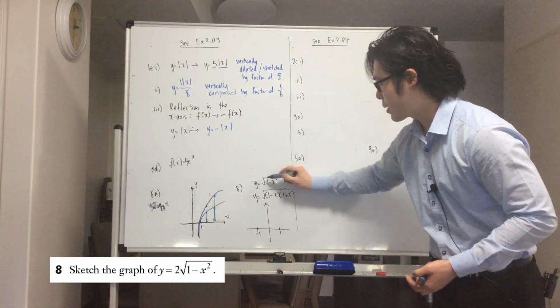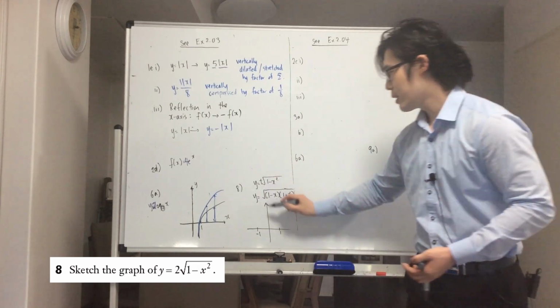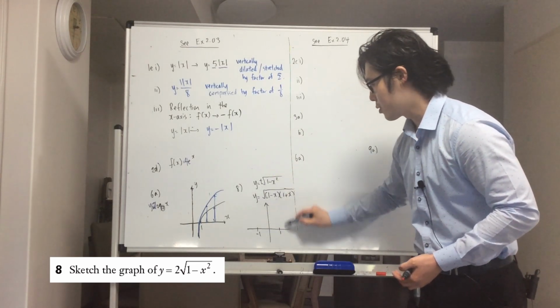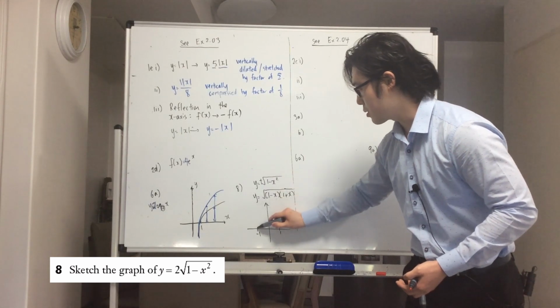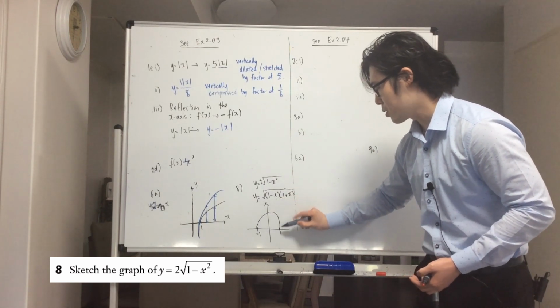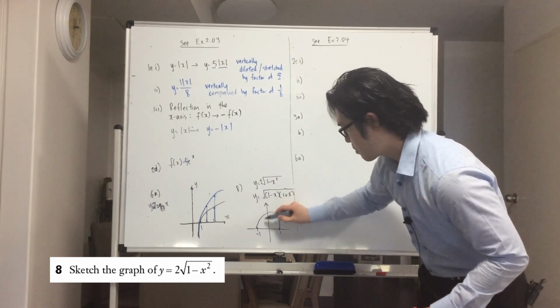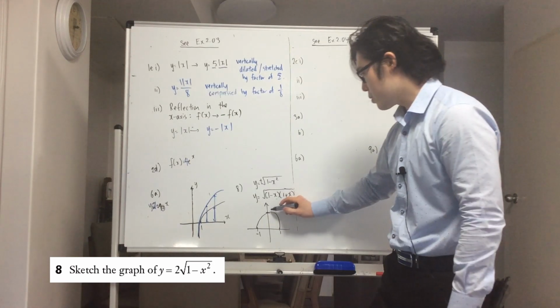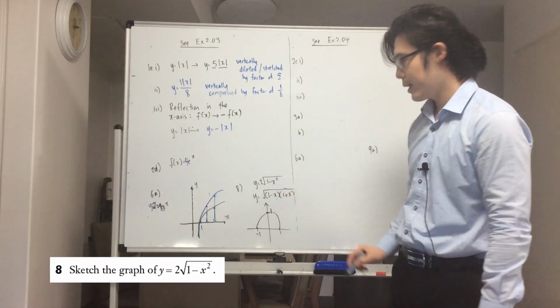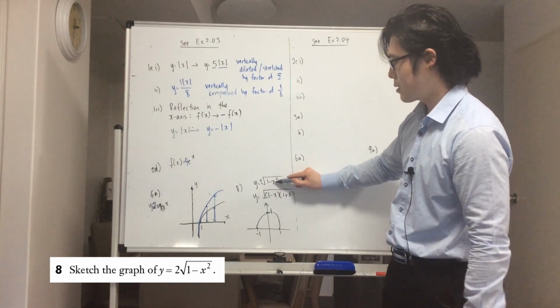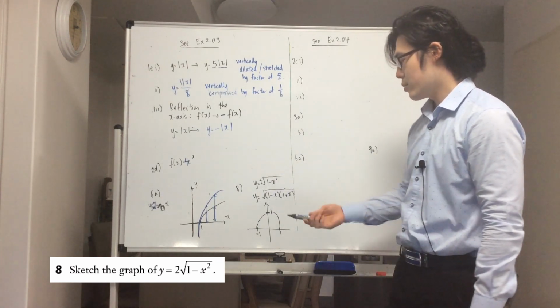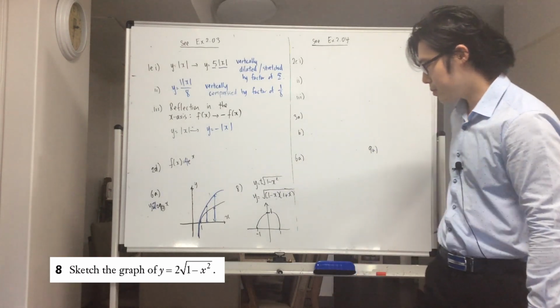And because it's just a positive, if you had positive and negative, it would be the top and the bottom. But because it's just square root, it means it's just going to be on the top. It's meant to be a nice semicircle there. And it's going to go through 1, because if you substitute x equals 0 here, y equals 1. So as you can see, it's a semicircle.